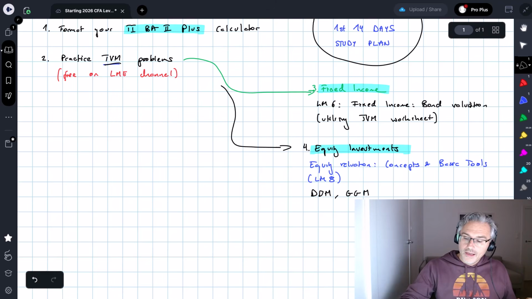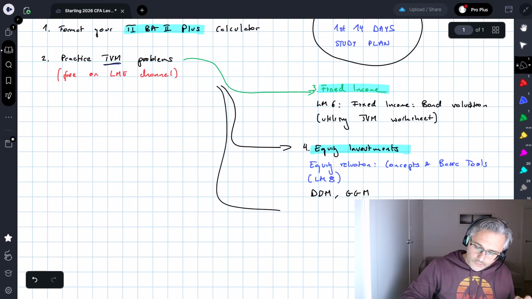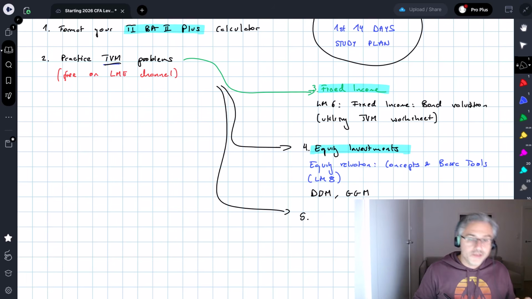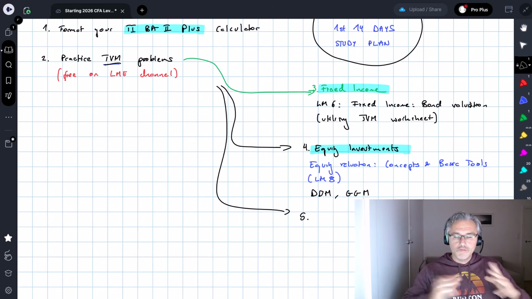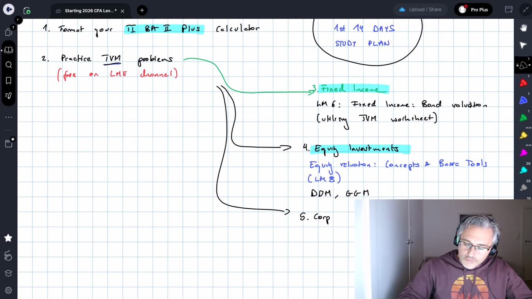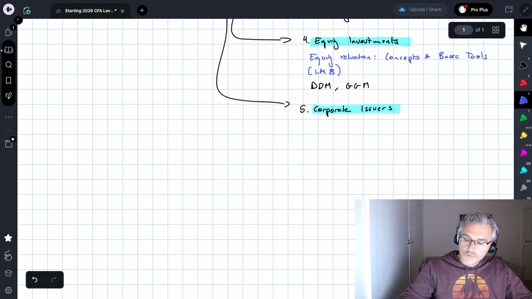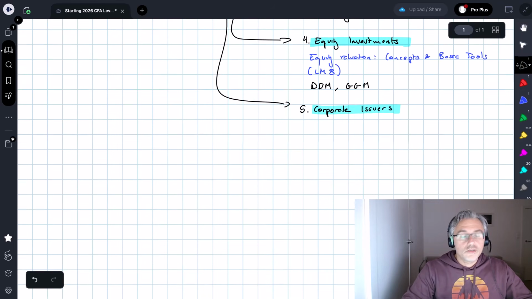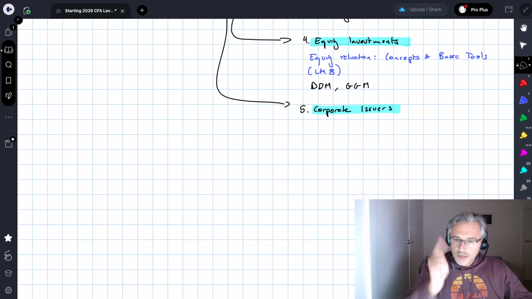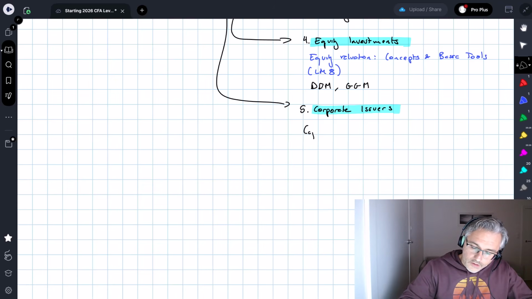And the third thing you could do, and this is going to be my step number 5 in the 14-day plan, is head over to corporate issuers, what used to be called in the past corporate finance, and here do something called capital investments and capital allocation.